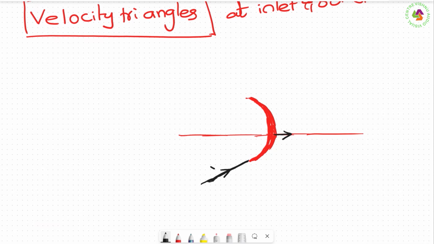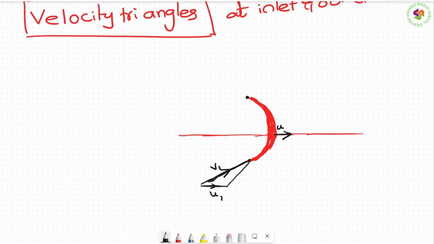The jet is striking with a velocity V1. If you call this the inlet tip and this the outlet tip, then I represent the velocity of the vane as U1 at the inlet and U2 at the outlet. Finally U1 and U2 are the same only, but for representation, all suffixes 1 represent inlet, suffixes 2 represent outlet. The direction is like this.